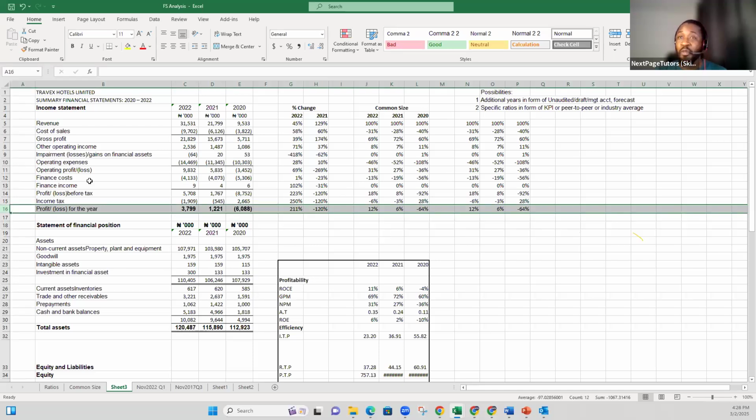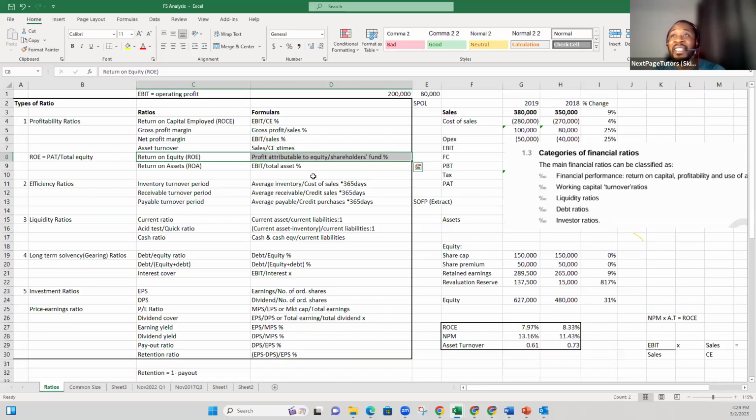If I have preference share, will I still use this to calculate my return on equity? No, it doesn't make sense to use that. You need to remove your preference share dividend. And that is why that formula, I've carefully documented it as what? Profit attributable to shareholders, or profit attributable to equity.